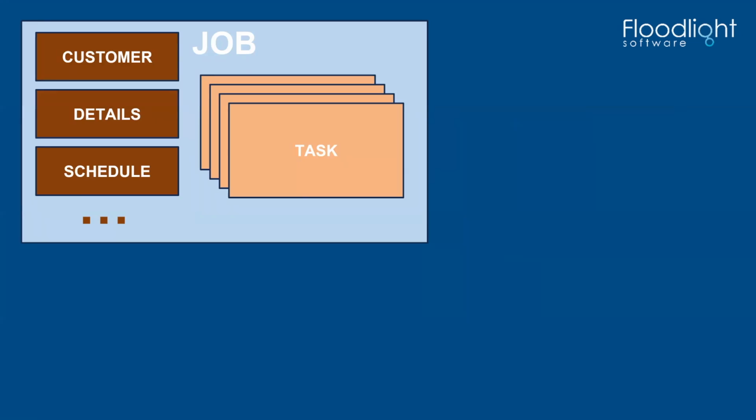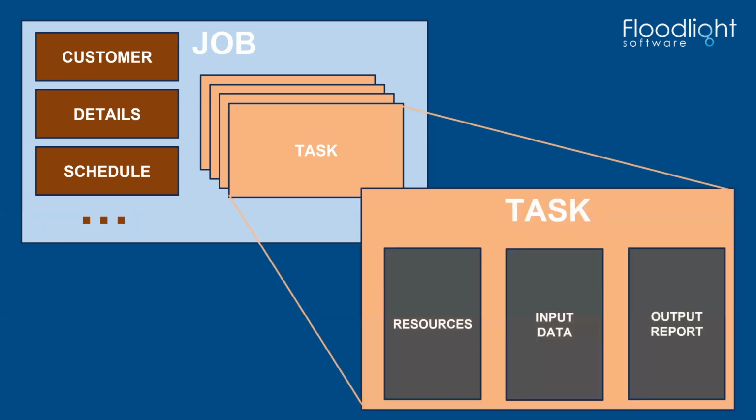The primary component within Floodlight is called a job. Each job defines a work project that you perform for one of your customers and is made up of one or more tasks, each one representing a piece of work required to complete the job. Within Floodlight, you pre-create task templates to define your work by specifying the resources required to perform the task, the data that must be captured during the task, and the output report that presents the results of the task.